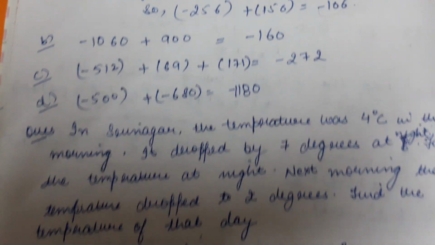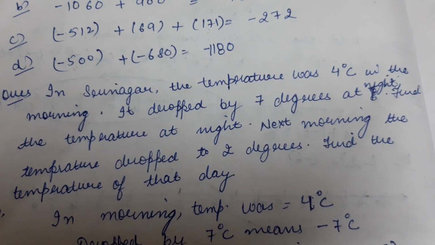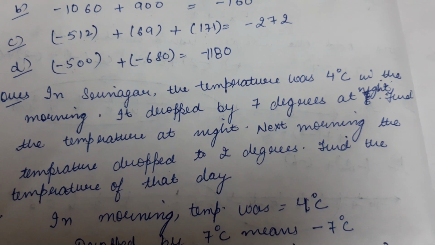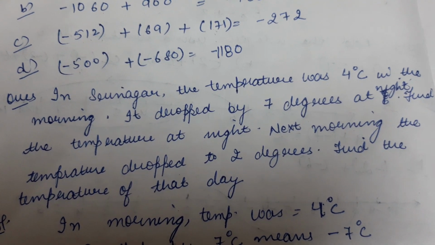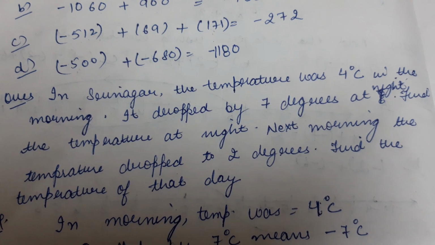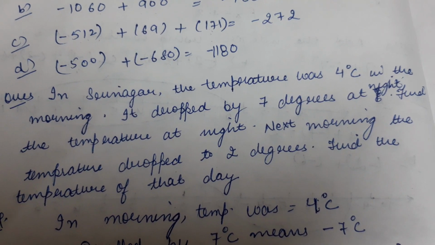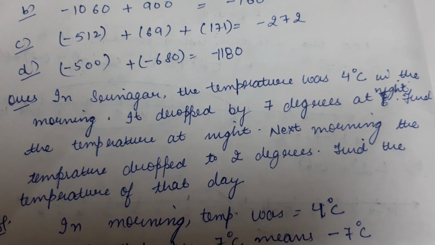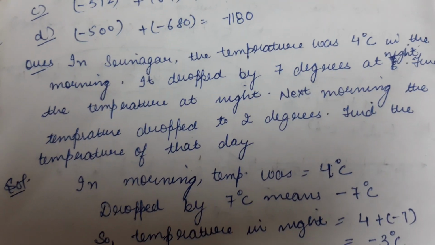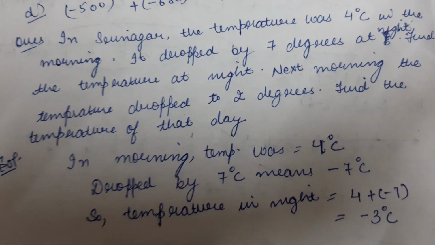Next question is, in Srinagar the temperature was 4 degrees Celsius in the morning. It dropped by 7 degrees at night. Find the temperature at night. Next morning the temperature dropped by 2 degrees. Find the temperature of that day. So let us discuss the solution of this question.